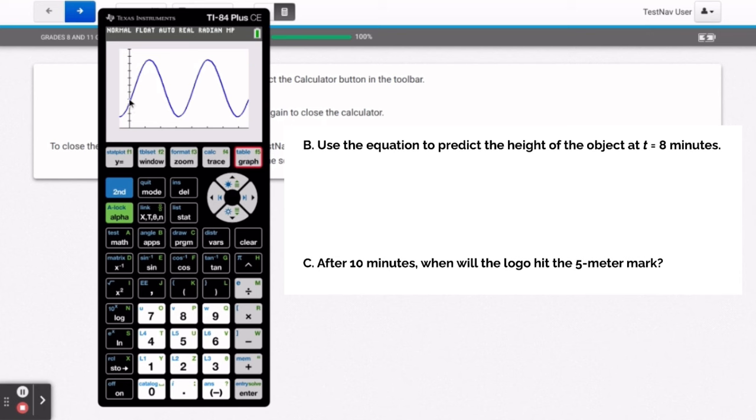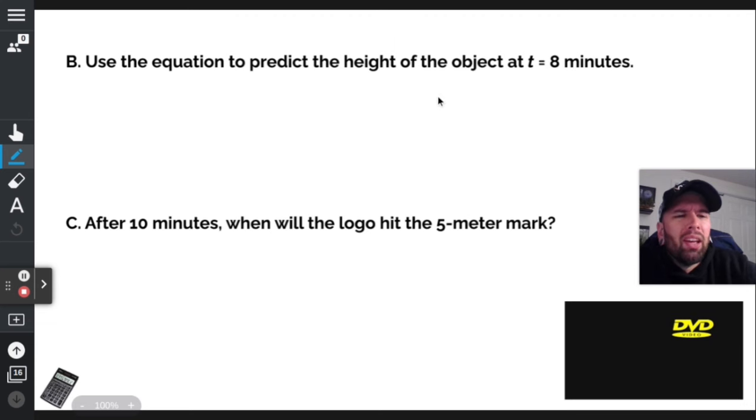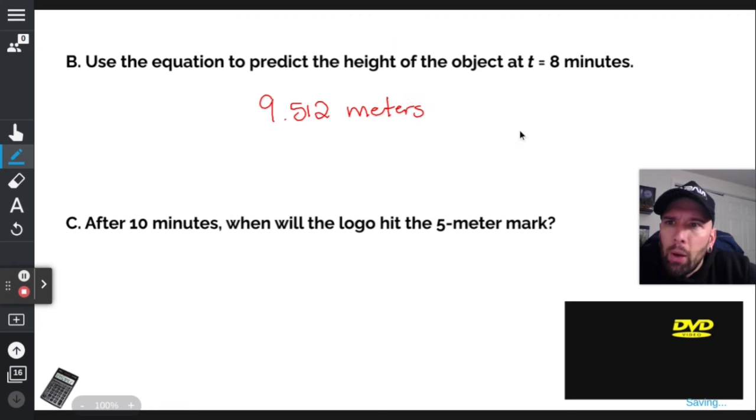So the DVD logo is floating around and it goes boop, boop, boop, boop. And in this particular problem, problem B, we care about where we are at moment eight. So I can do second table. Let's go to my table and go to eight and see where we are off the ground. 9.512, so what is that, meters? 9.512 meters off the ground. So when t was equal to 8, I just plugged in 8, I used the table, and I ended up getting 9.512 meters off the ground. So that was the answer for B.